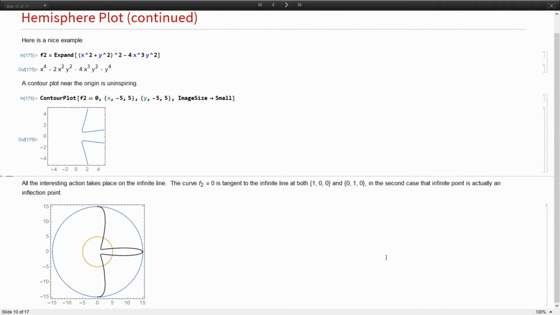But this is the hemisphere plot down below. And what we see in the hemisphere plot is, in fact, this curve is tangent to the infinite line in 2 places. On the end of the x-axis, it actually hits the infinite line and comes back. In the y-axis, the infinite line is an inflection point. So it actually crosses it, but it's tangent to it. So the interesting part of this curve is at infinity. And that's a nice reason to have this model.